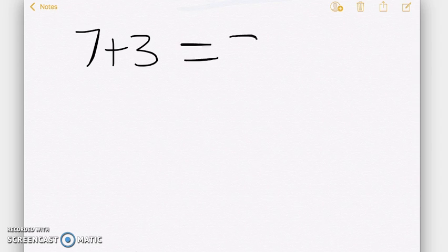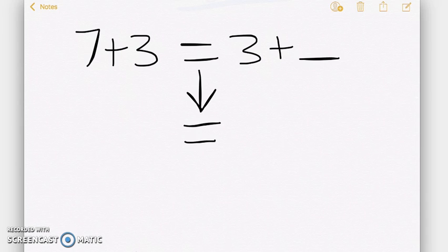So we're going to try one more example. It's going to be a little tougher than the others. So we're going to have 7 plus 3 on this one, which is going to be equal to 3 plus, we don't know, because we don't have all the information for that side. So now, what's our first step? Bring the equal sign down, of course.